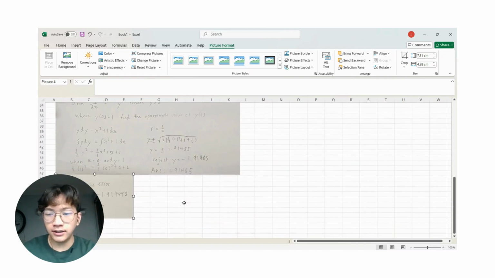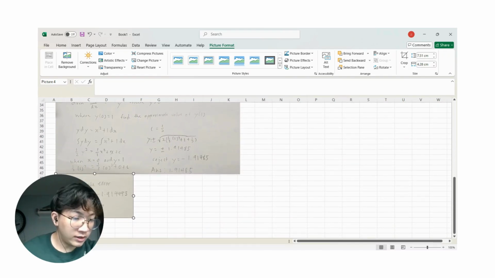Now, to calculate the approximate error, we take the actual value minus the approximate value, which would give us 1.91485 minus 1.914443, which will give us an approximate error of 0.000407. That is all. Thank you so much for watching.